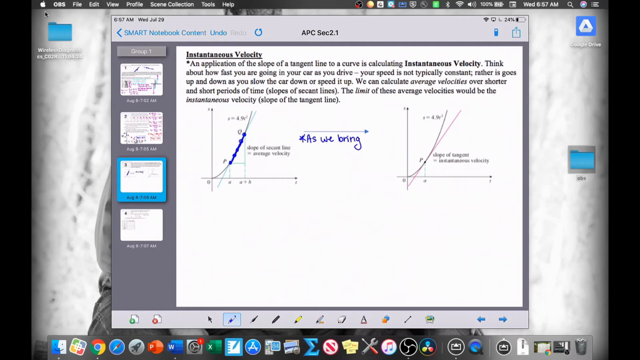As we bring point Q closer and closer to point P, the slope of the secant line becomes the slope of the tangent line.